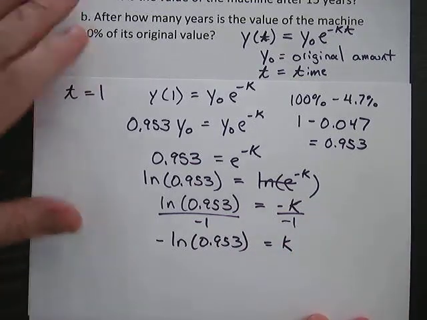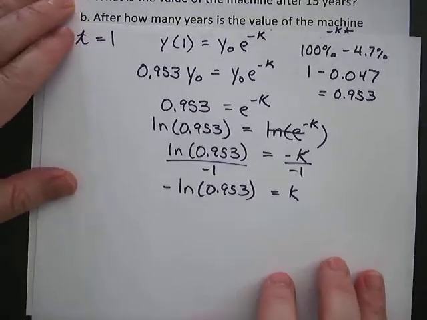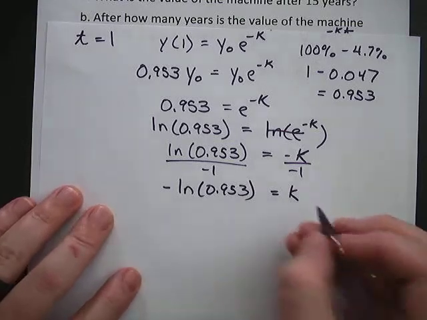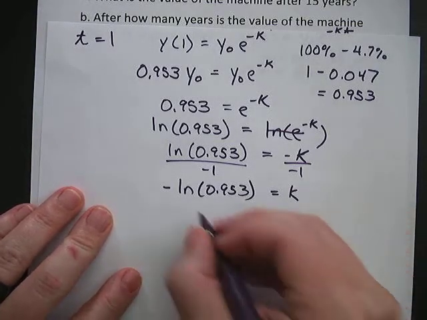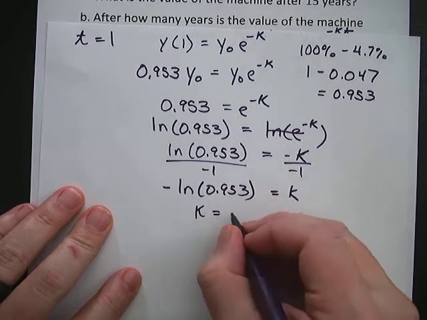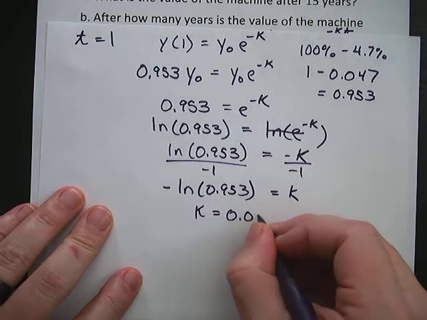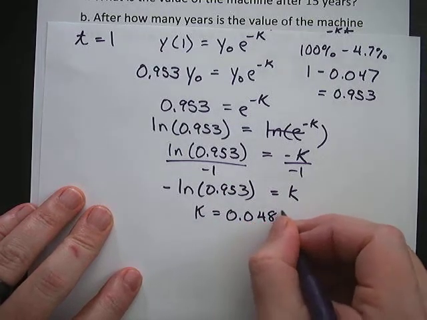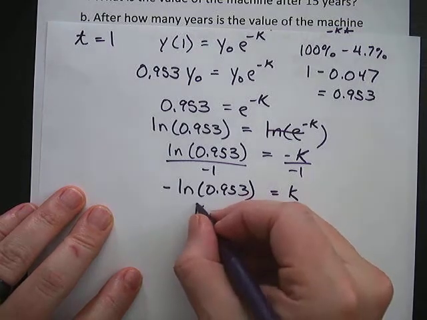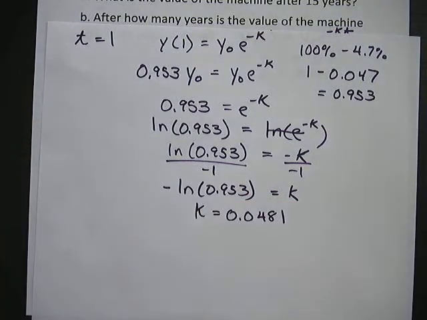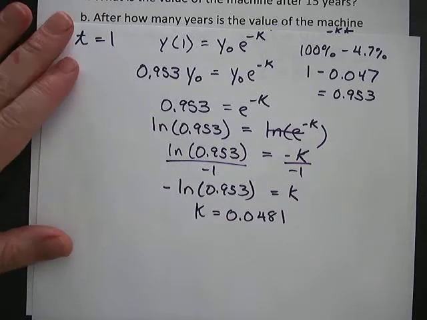Now you can type that into the calculator on your own. I have the value here already, so we're going to round to 4 decimal places. So I get k is equal to 0.0481. So that's my k value. So how did that help us figure out what the value of the machine is after 15 years?